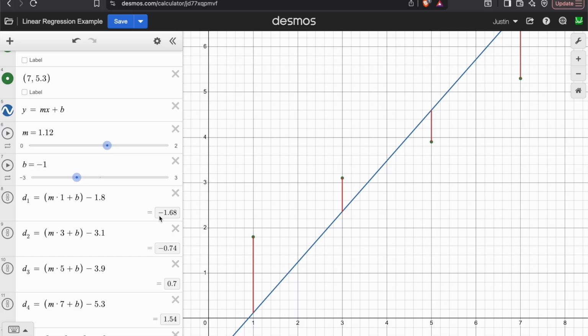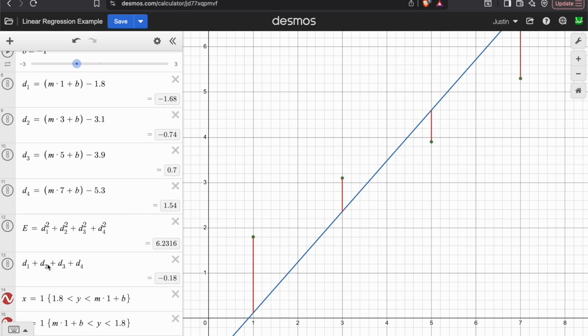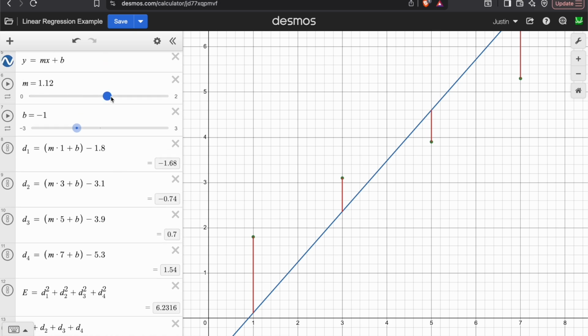But if you look, some of the distances are negative: D1 is negative, D2 is negative, D3 is positive, and D4 is positive. If we just added those up, which I do right down here, D1 plus D2 plus D3 plus D4, you get something that's pretty close to zero. The idea is we're trying to make all of those distances simultaneously go to zero. But if you let them be positives and negatives, they might just cancel out. And it might actually be a bad approximation.